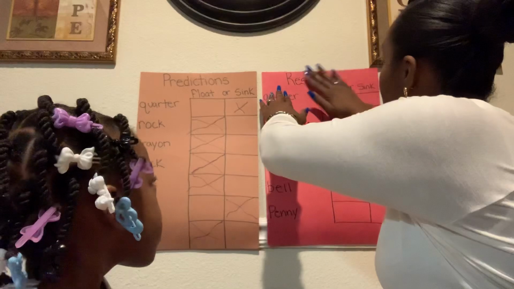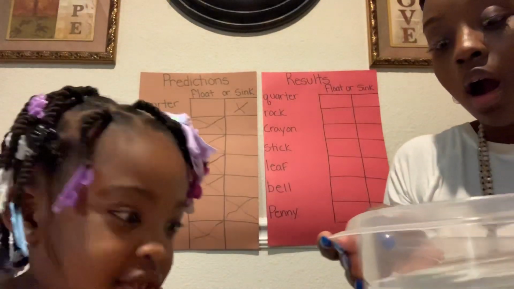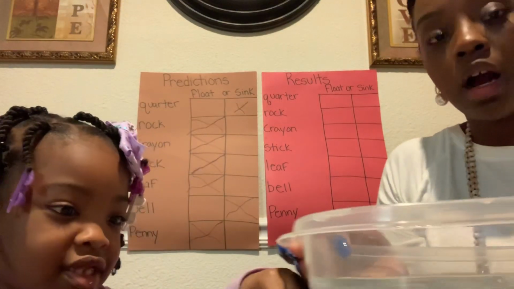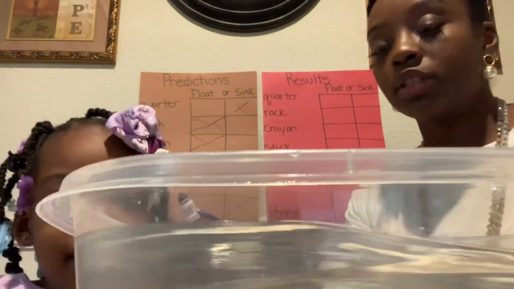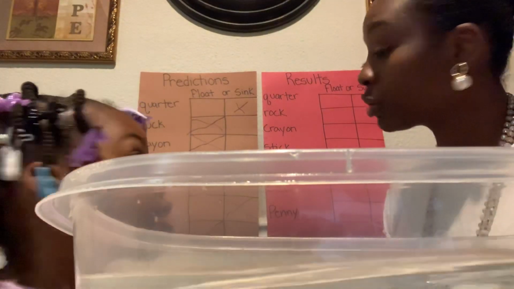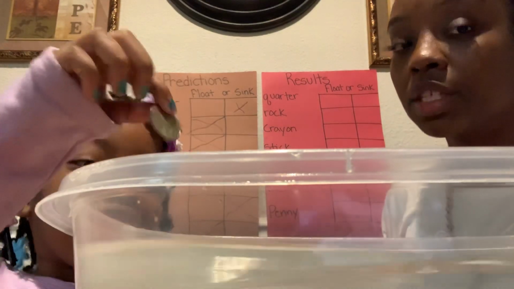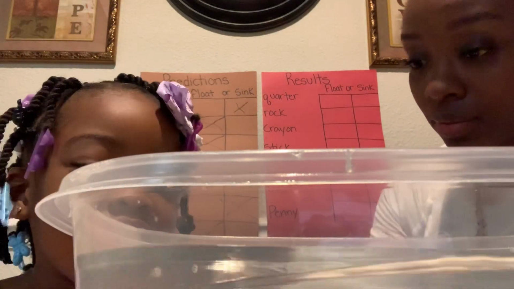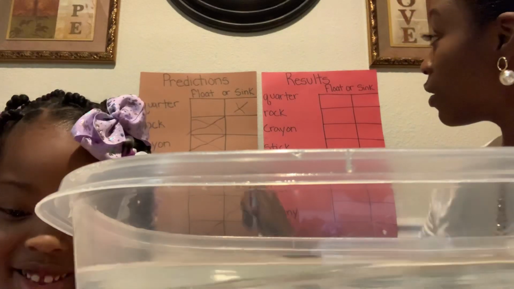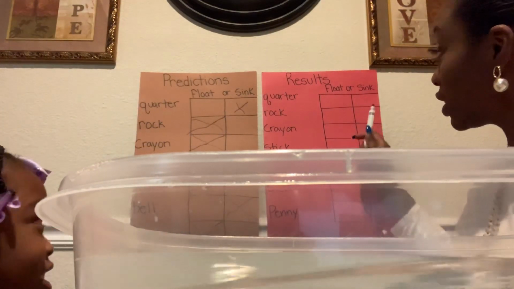So first, what we're going to do is put up our results chart. And what we're going to need to do this is a bowl of water and all of the items that we made predictions about. Okay, so now I want you to pick up the quarter and put it inside the water and tell me if it sinks or if it floats. Put it in the water. What did it do? Oh, sink. It sinks. So where do we need to write our prediction for the quarter? We need to write it on sink.